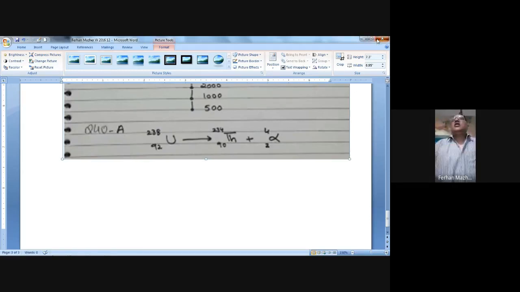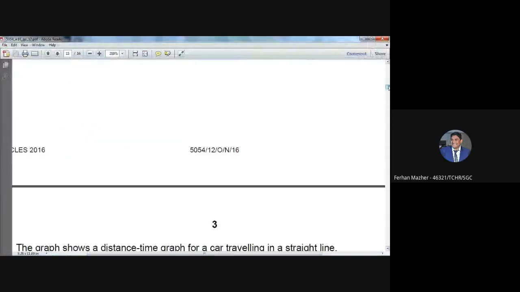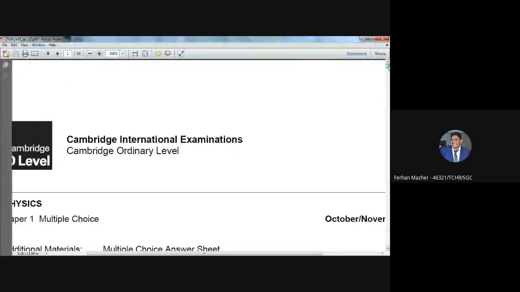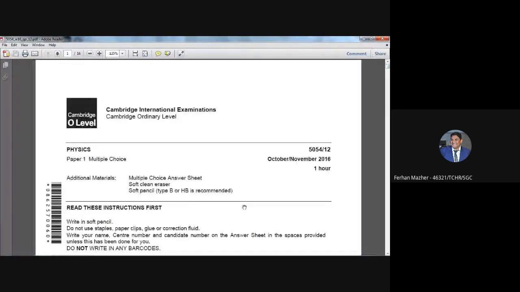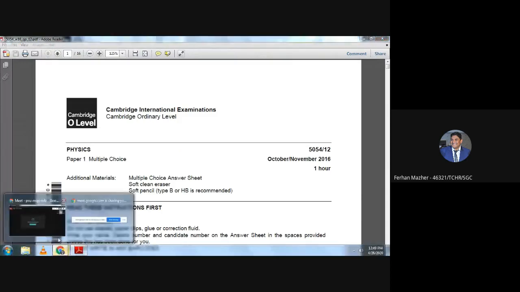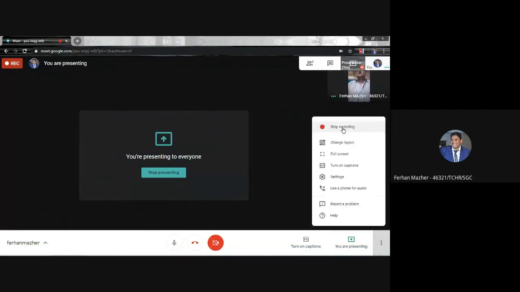I hope you have understood it, and today's work, the paper, is completed. This was the paper from October/November 2016, paper 1-2. I hope you are able to understand, and for the calculations which I have done here, when you try, always do them on a register. Do use a calculator and do the calculation for yourself. Then you will be able to understand the whole concept.